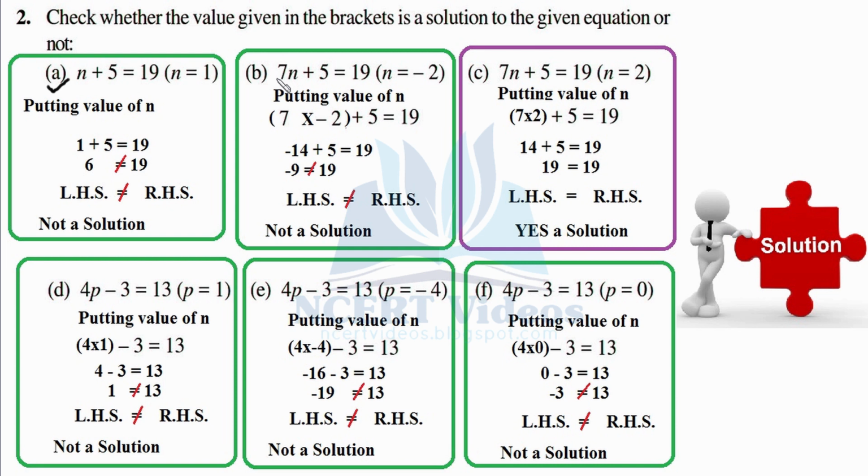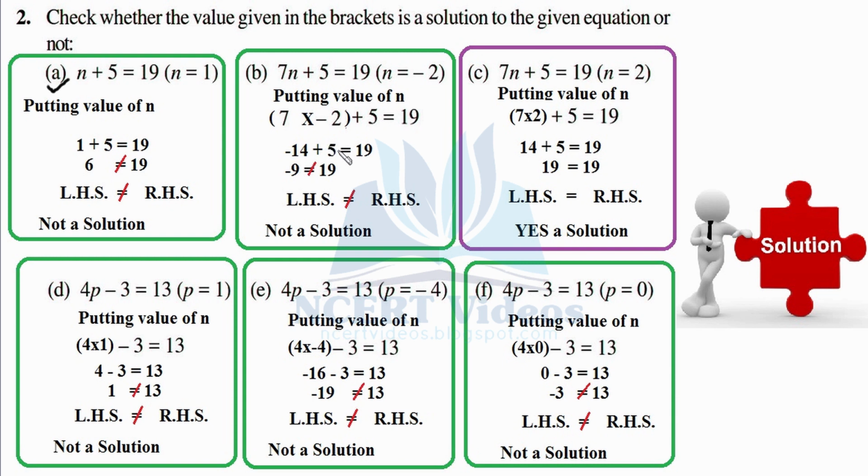B part, 7n, that is 7 multiplied with n, plus 5 equal to 19. This time we have to place the value of n equal to minus 2. Now putting the value of n in this equation, 7 into minus 2, and the rest the same, plus 5 equal to 19. Now 7 twos are 14, minus times plus is minus, plus 5 equal to 19 as it is. Now signs are different, so we subtract.